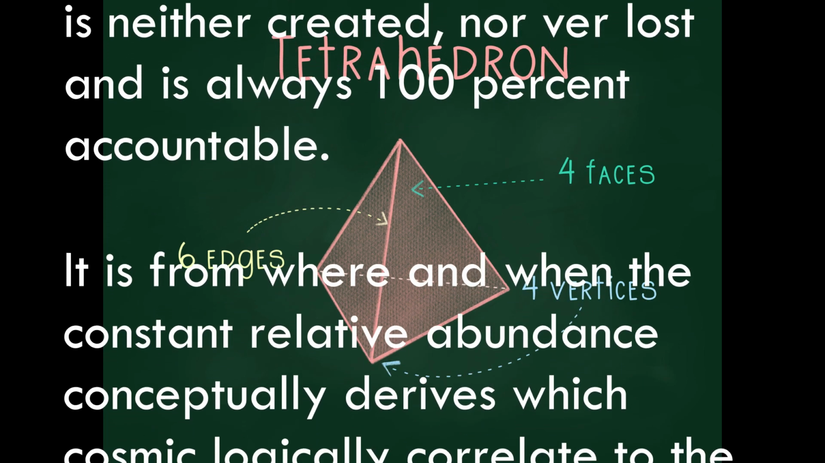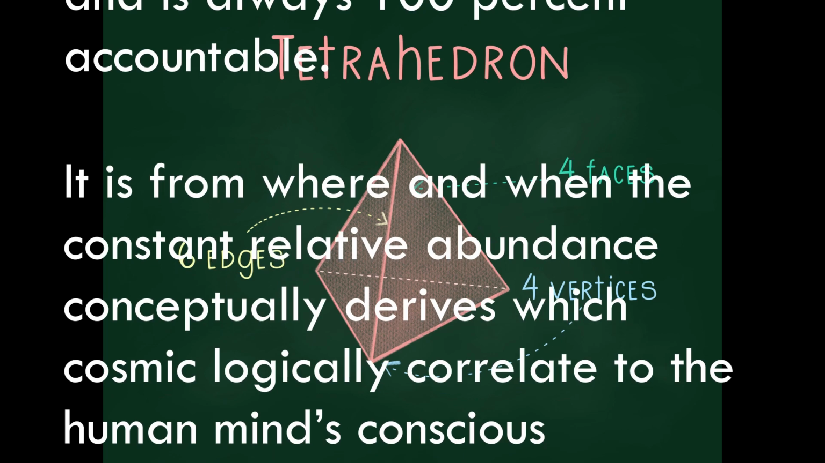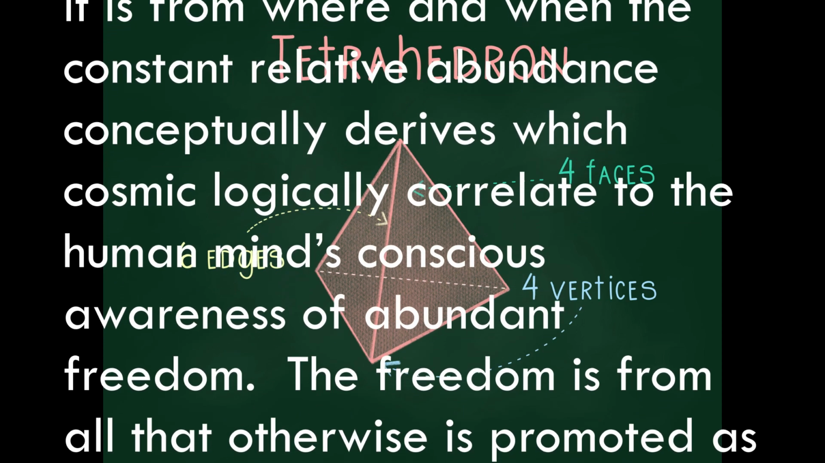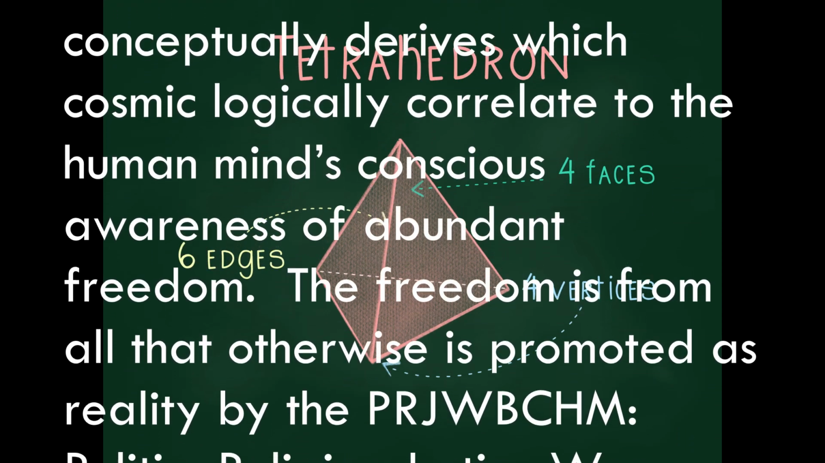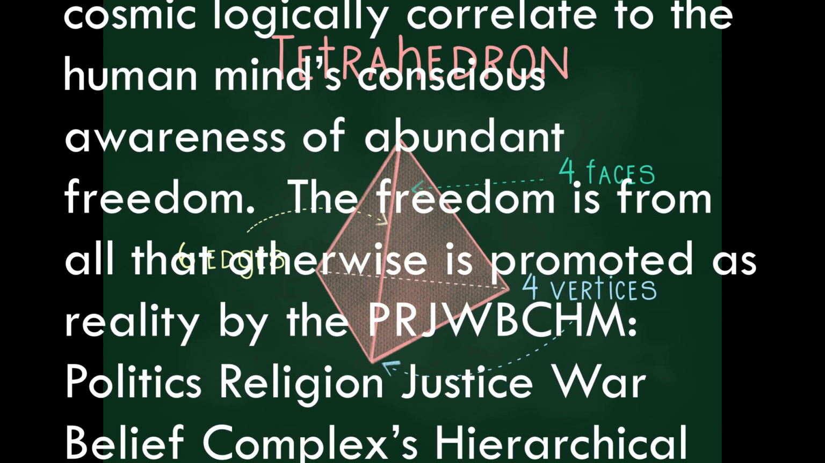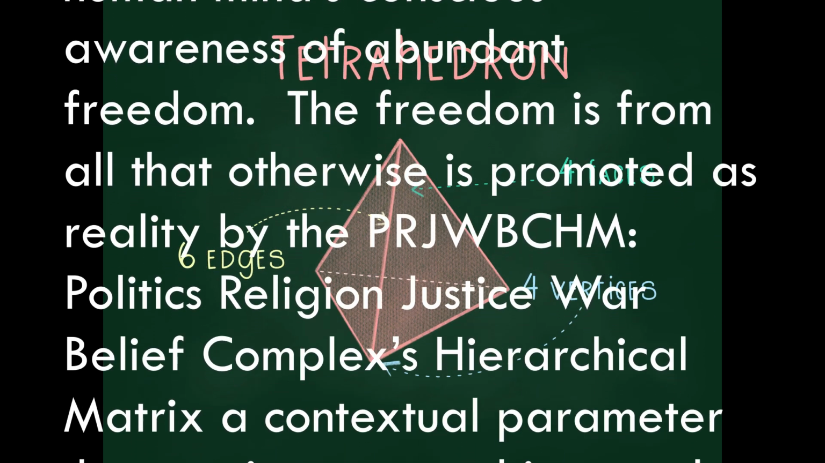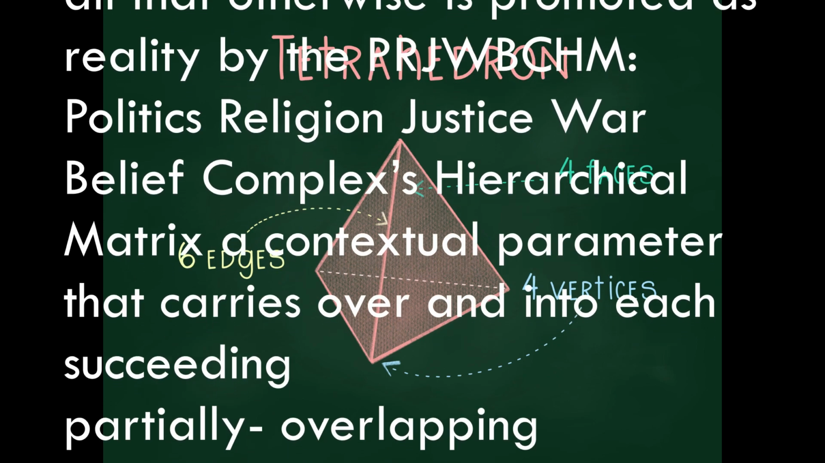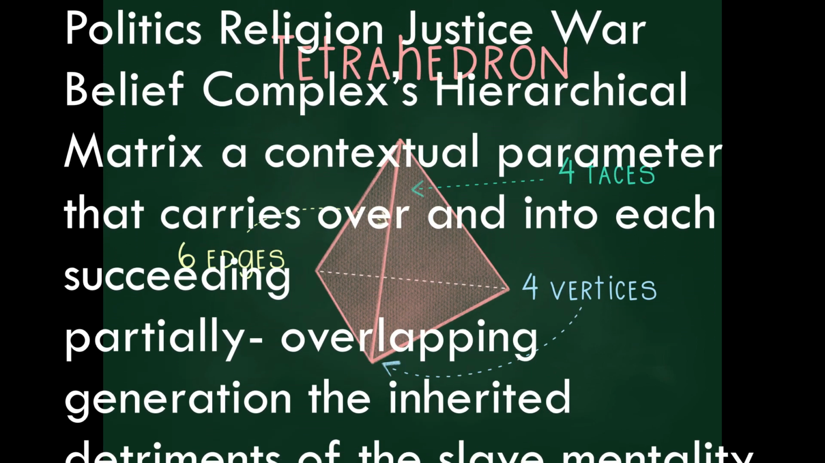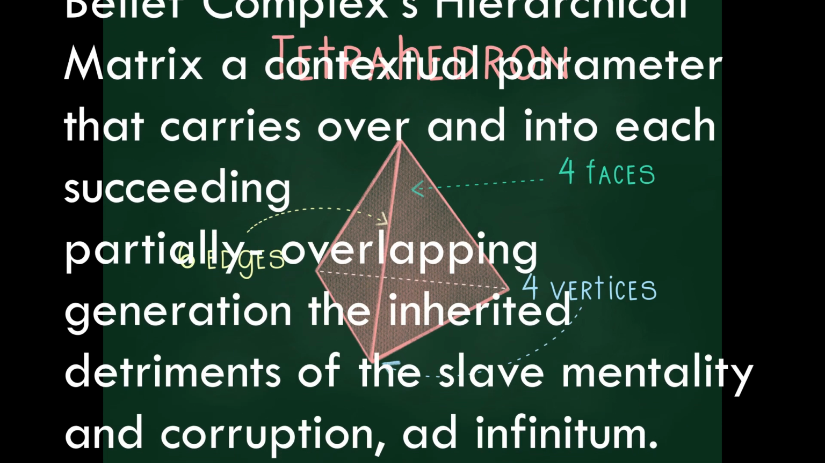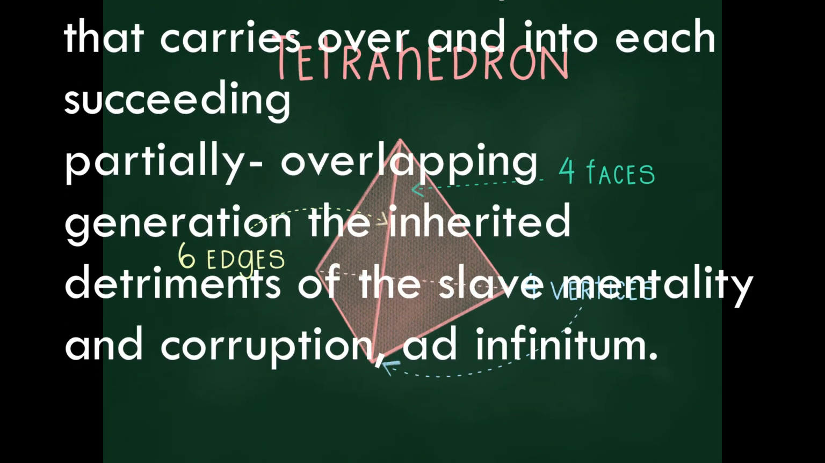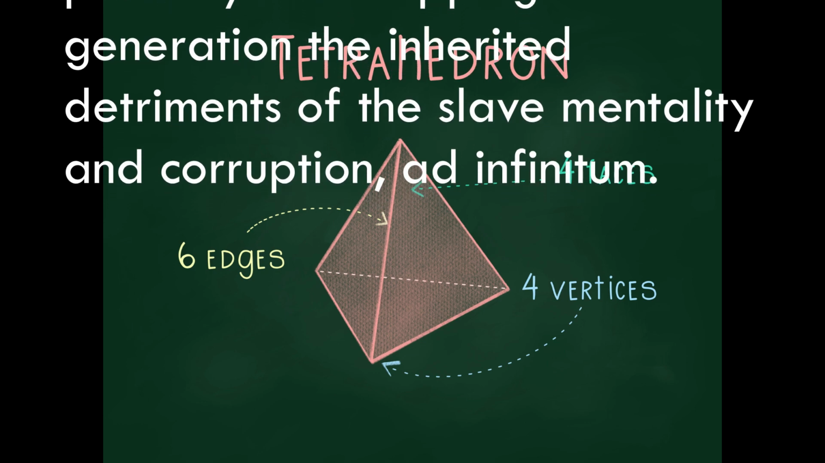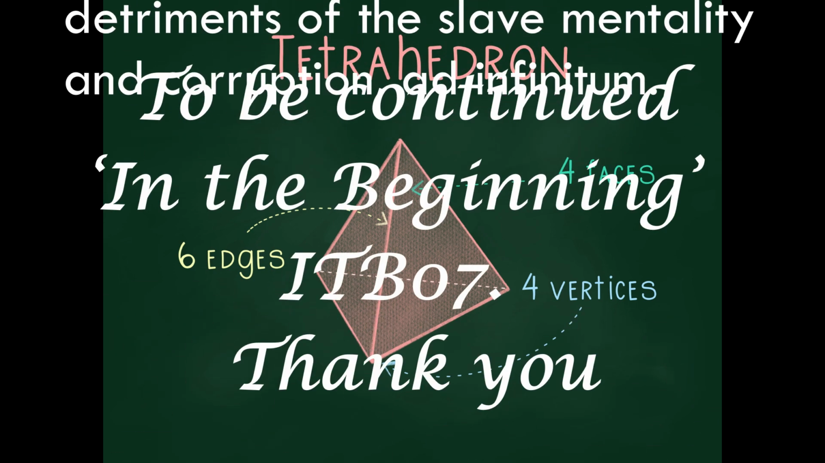It is from where and when the constant relative abundance conceptually derives, which cosmic logically correlate to the human mind's conscious awareness of abundant freedom. The freedom is from all that otherwise is promoted as reality by the PRJWBCHM, a contextual parameter that carries over and into each succeeding, partially overlapping generation the inherited detriments of the slave mentality and corruption ad infinitum. To be continued in the beginning 07.